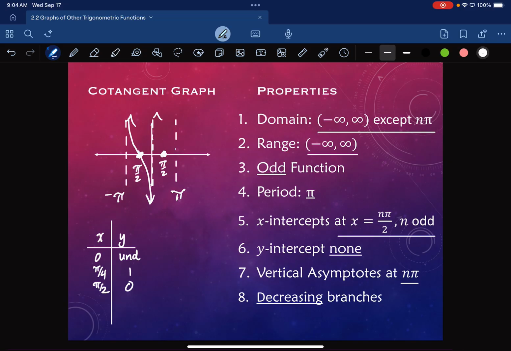I didn't plot my pi over 4s. That's what was going on. So at pi over 4, we're at 1. So that's right here. And then we'll plot the next one. It's going to be down here at negative 1.